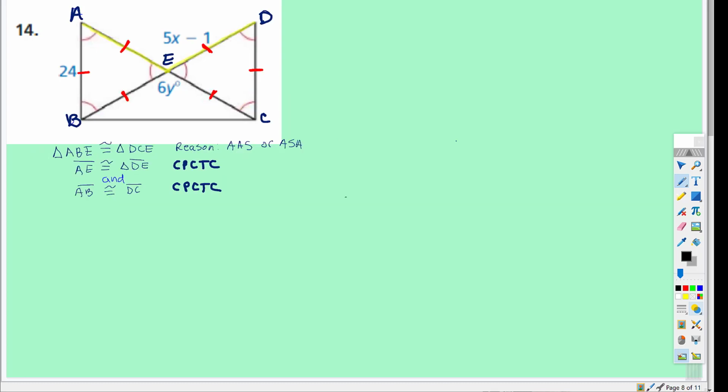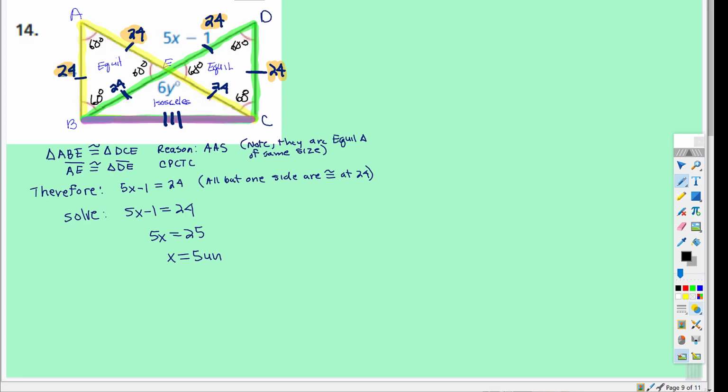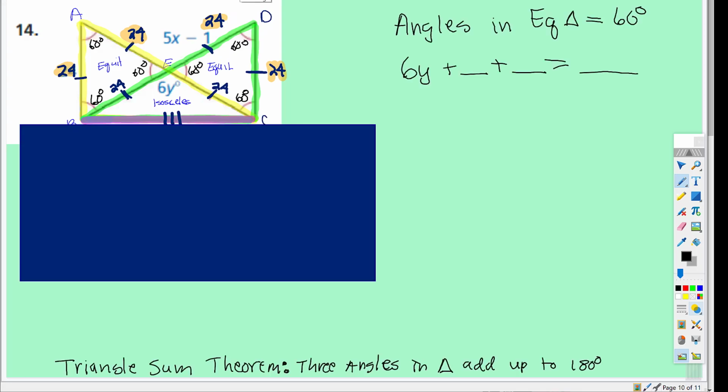So that sets us up for this. Because we know that these sides are 24, here's our equation. 5x minus 1 is equal to 24, and then you just solve. But then we've got a second part. I did the solving on one. So now we've got this second part.